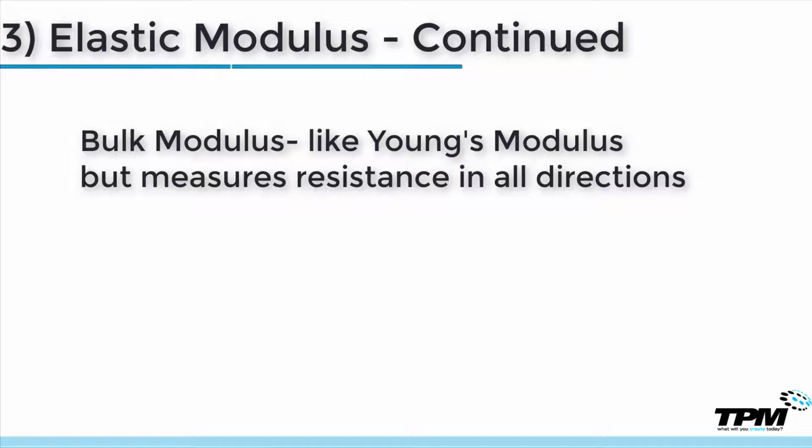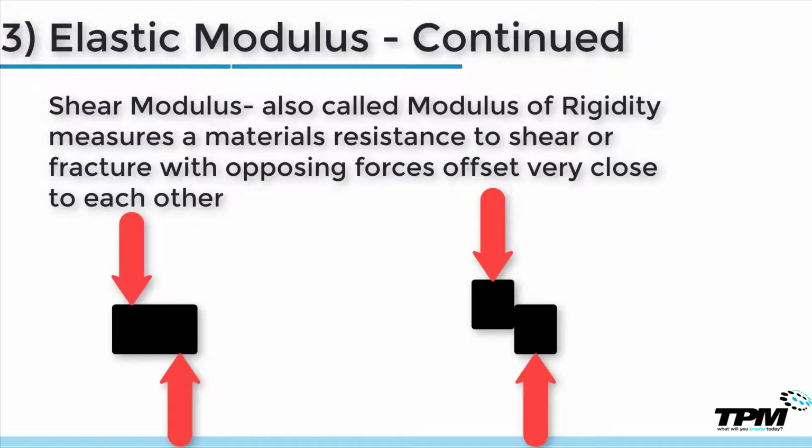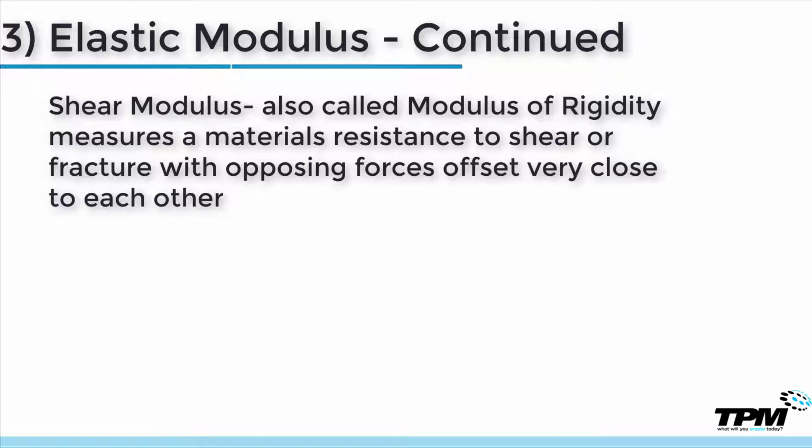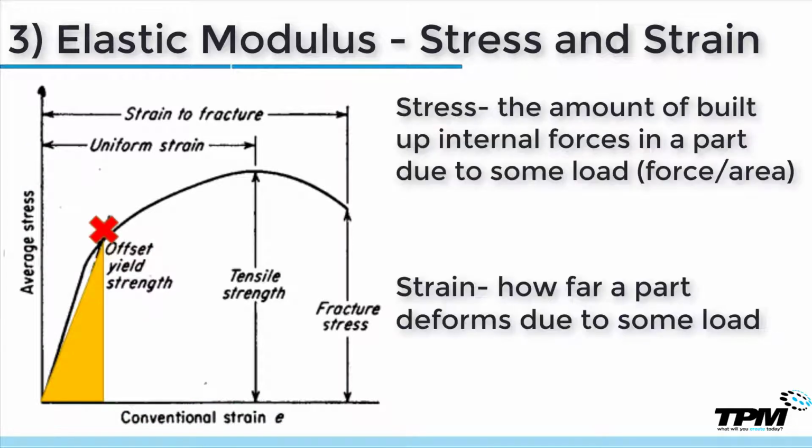Shear modulus is also called the modulus of rigidity and describes a material's tendency to shear or fracture with opposing forces offset very close to each other like scissors tearing through paper. All of these moduli are a ratio of two specific values, stress over strain in some direction. Stress is the measure of built-up internal forces or force over area in a material's molecules pressing against each other, and strain is a measure of how far an object deforms from one place to another.